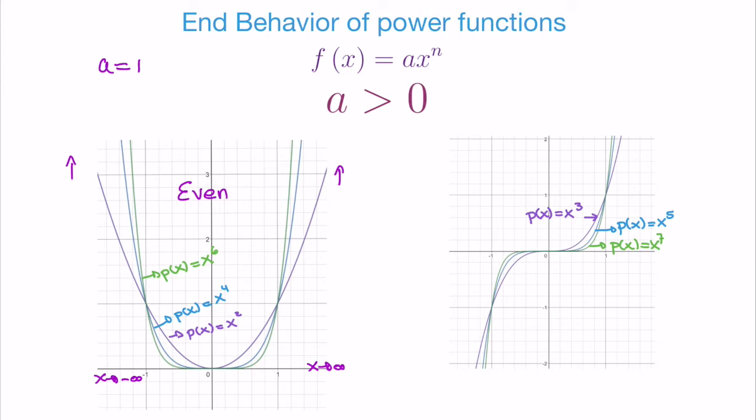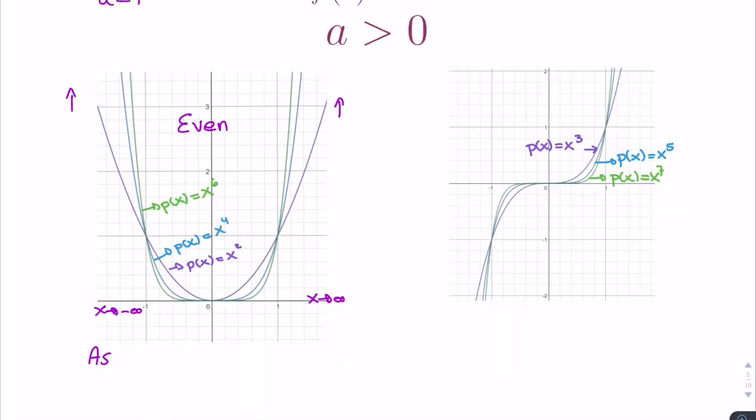If a is positive, the only thing that could happen is that you are stretching or compressing along the y-axis, so the end behavior is going to be preserved. And then the end behavior of all power functions with a positive and n even can be described as x approaches infinity, y approaches infinity, and as x approaches negative infinity, y also approaches positive infinity.